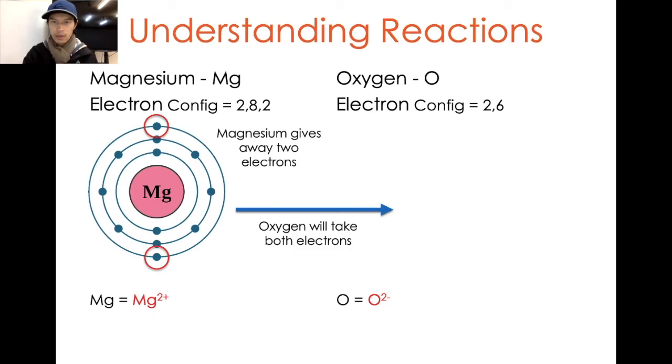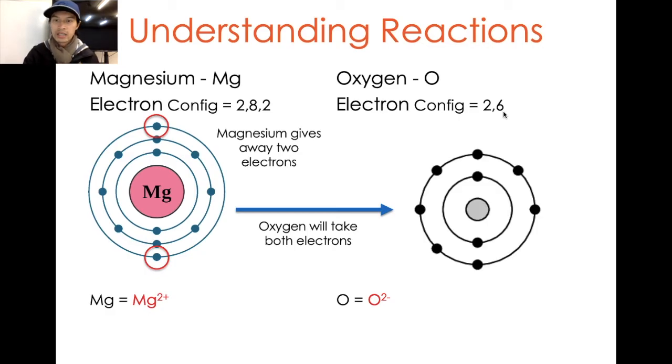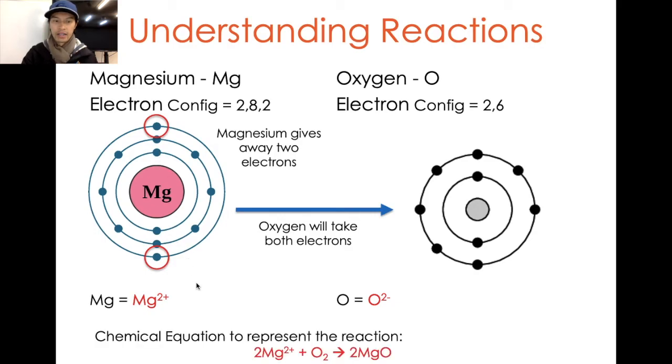Sorry, not chlorine, oxygen, on the other hand, has a configuration of 2, 6, right? Which means oxygen has 2 in the first shell and 6 in the outer shell, and it's going to take both of the electrons that magnesium is going to give to it, right? And so now you get a chemical reaction that looks very similar to the previous one, except this time it's Mg2+ plus O2- gives you 2 MgO. You got 2 of each molecule, okay?